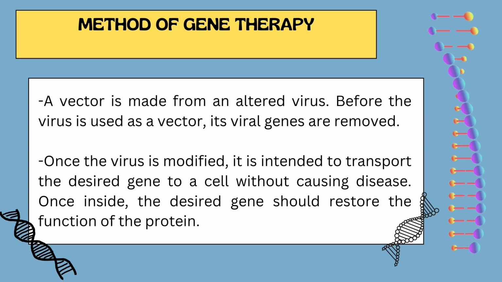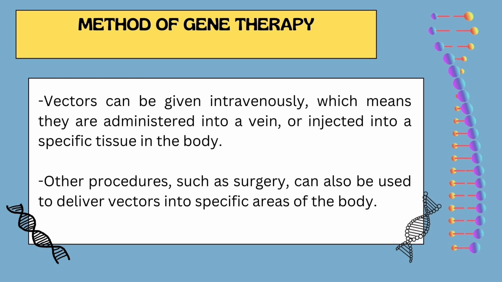Now, a harmless modified virus vector carries the therapeutic gene into the target cell. Once inside the cell, the therapeutic gene is expressed, producing the functional protein that was previously missing or defective due to the genetic disorder. This restoration of protein function is the intended therapeutic effect. Also, as one of the methods of gene therapy, vectors can be given intravenously, which means they are administered into a vein, or injected into a specific tissue in the body. Other procedures such as surgery can also be used to deliver vectors into specific areas of the body.